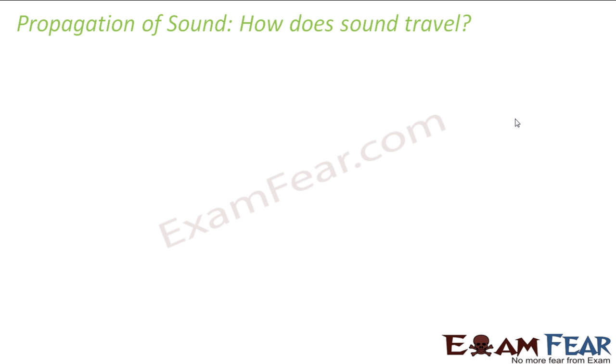So we understood that when some object vibrates, sound is produced. Fair enough. Now the sound is produced in the guitar, but how is that sound reaching from the guitar to the listener's ear? How is that sound traveling from the guitar to your ear? That is the next question. So let us try to understand how sound propagates.